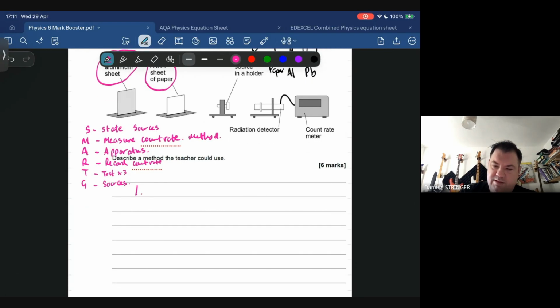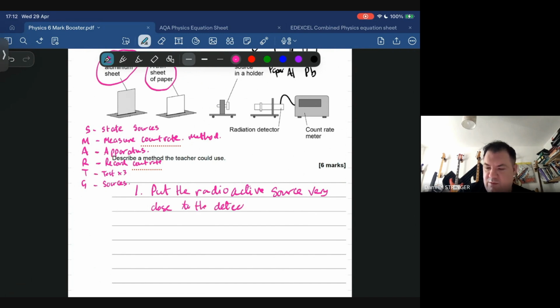So number one, we would put the radioactive source very close to the detector.